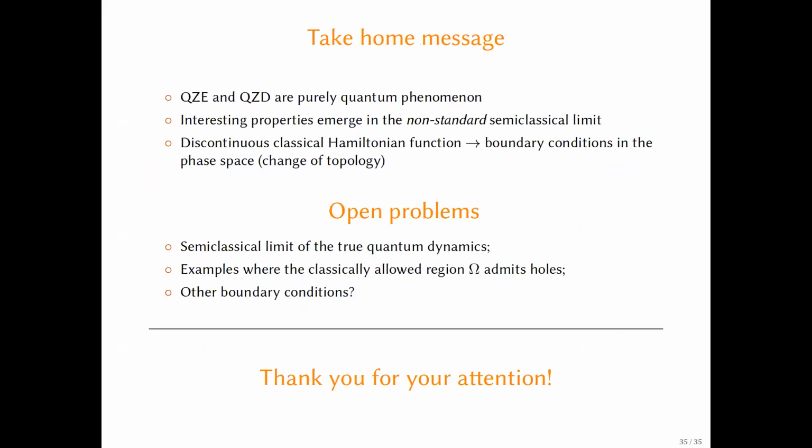Okay, so some take-home messages. First of all, I want to stress that quantum Zeno dynamics and the quantum Zeno effect are purely quantum phenomena. So we have to be very careful when we talk about the classical limit, but interesting properties can emerge when we consider a non-standard limit. Another thing that I want to stress is that when we consider this semi-classical limit, in the dynamics we observe a change of topology, sort of a presence of a boundary condition at the boundary. And this is something that, in my opinion, is interesting.